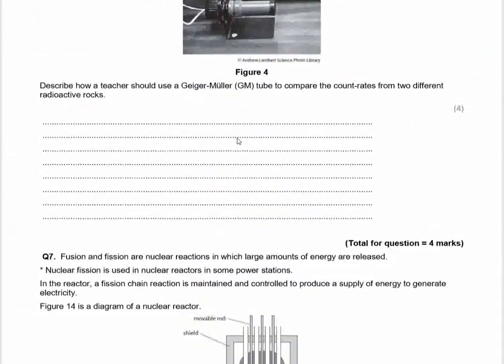Alright, now we have the Geiger counter. Now we need to understand here that we have 2 different rocks. Okay, and we want to get results for each of these rocks and compare them. Okay, that's what we need to say in this particular case. Okay, now let's take a look at how we can do this.